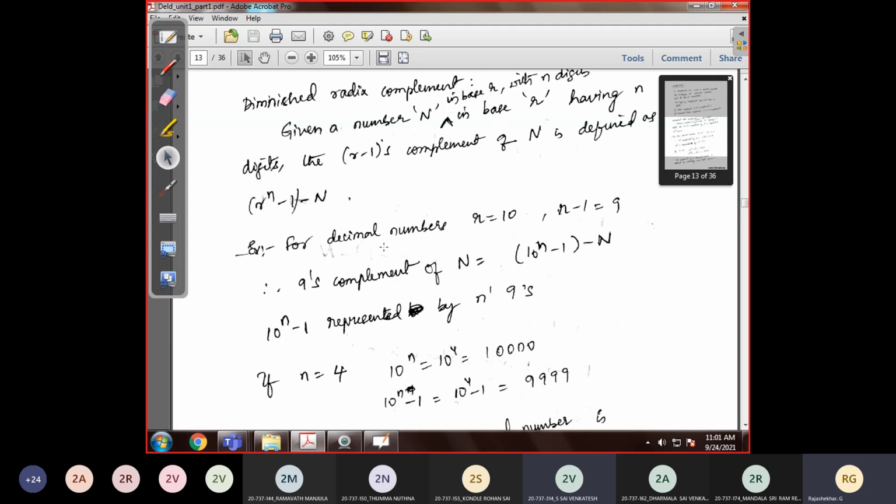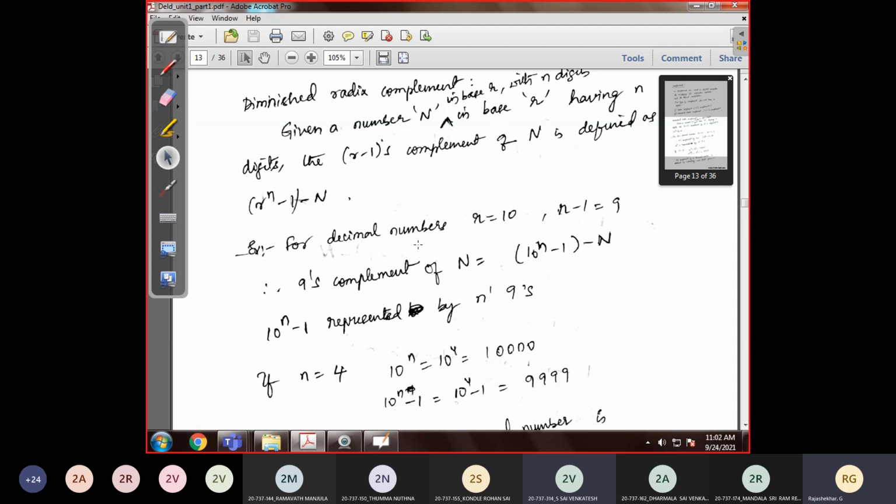In the case of decimal numbers, what is the base of the number system? r equals 10. So r's complement will be 10's complement. So r minus 1 will be 9 there. So the diminished radix complement will be 9's complement. The 9's complement of N can be represented as 10 power n minus 1 minus capital N.